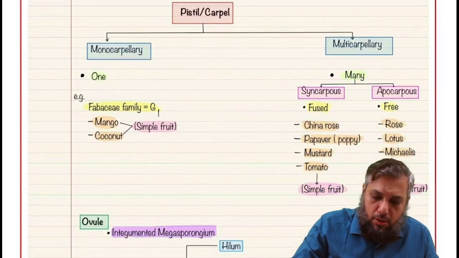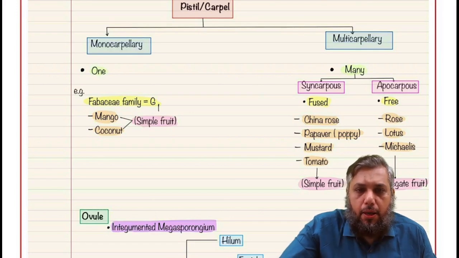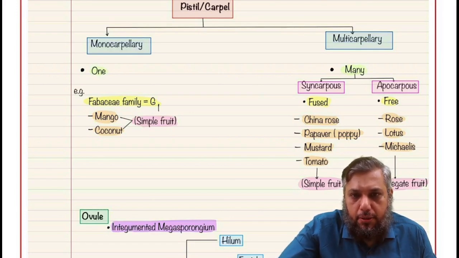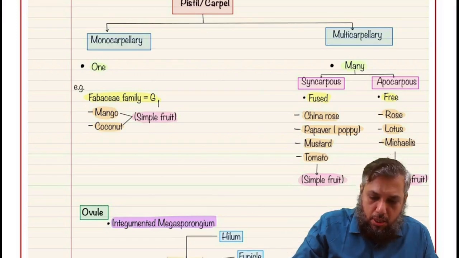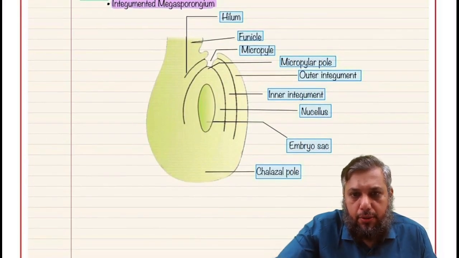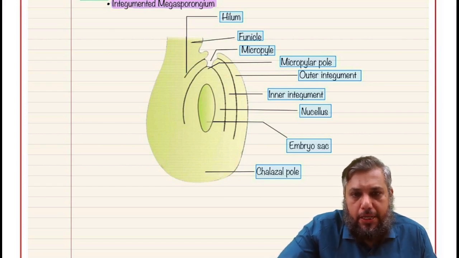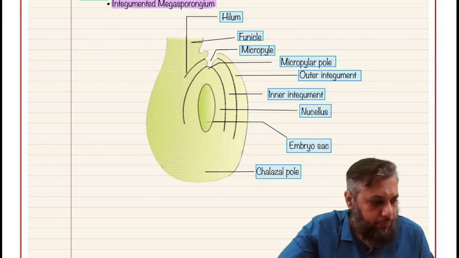So the pistil, if it is a single pistil, is called monocarpellary. If many, it is called polycarpellary. And we have studied syncarpous and apocarpous conditions in the morphology of flowering plants, so I don't find the need to repeat it here. The ovule is defined as an integumented megasporangium. Why integumented megasporangium? Let us study shortly.